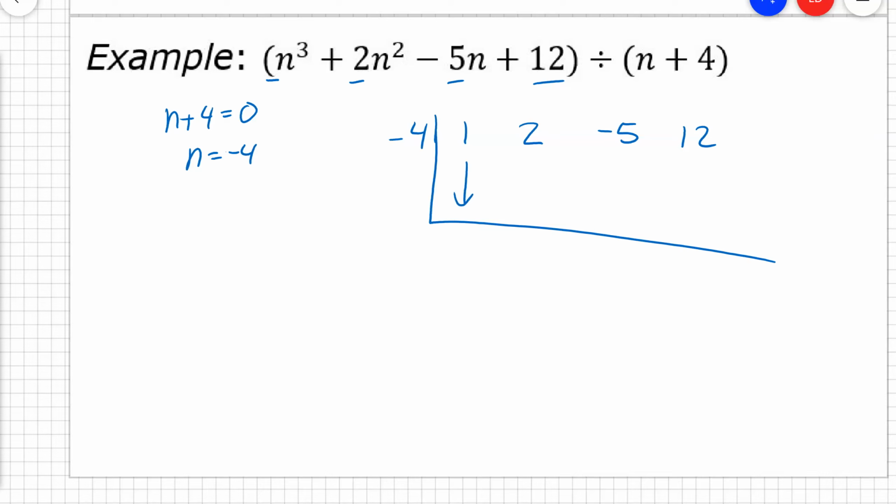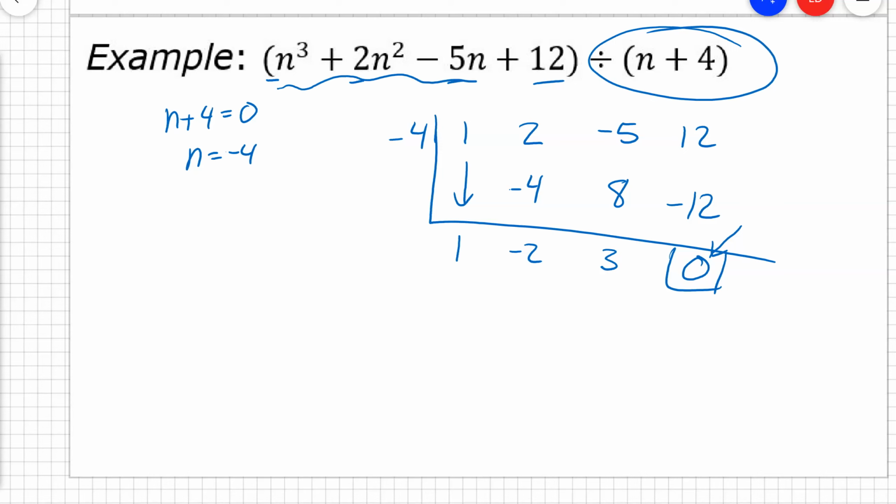We're going to bring down 1. That's our first step. Every time we bring a number all the way down to the bottom, we multiply by negative 4. Negative 4 times 1 is negative 4. Combine those values, that's going to be negative 2. Negative 2 times negative 4 gives us positive 8. Then negative 5 plus 8 gives us 3. Negative 4 times 3 gives us negative 12. Combining those gives us 0, which is awesome, because a 0 remainder means that this is a factor of this polynomial.